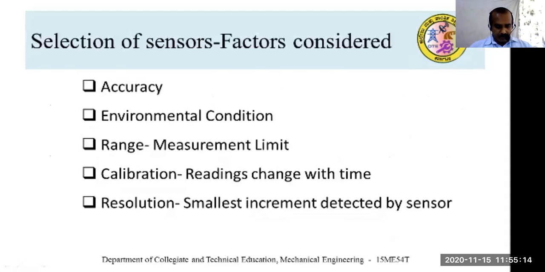The last part of this session is selection of sensors. That is, what are all the different factors considered in the selection of sensors? The first and foremost factor we require is the accuracy of the measuring instrument. Then the different environmental conditions a sensor has to work in, whether a normal temperature, cold temperature, or high temperature environment, the range of measurement required, how often it requires calibration, and the resolution required.